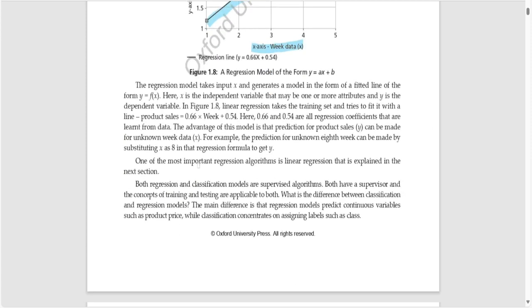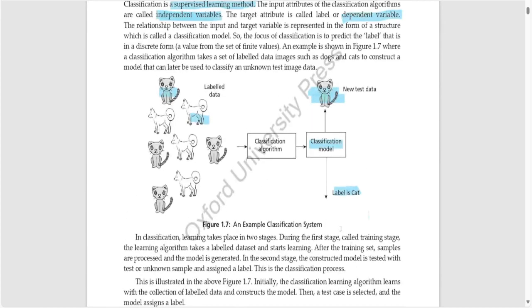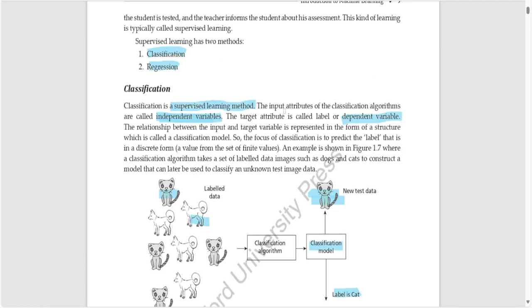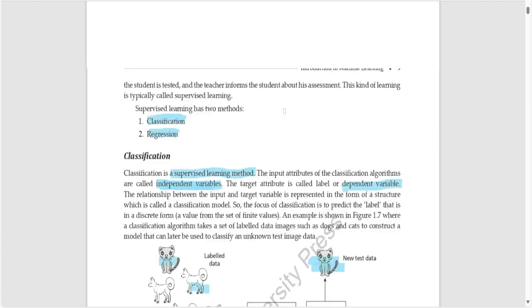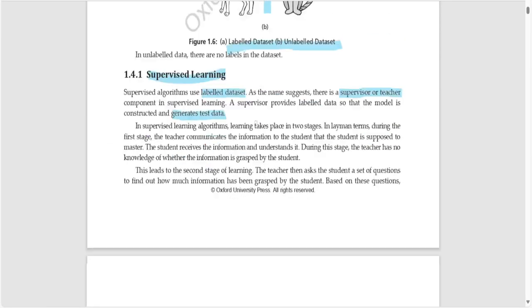So these are the two types of supervised learning. Both regression and classification are supervised learning algorithms. In classification, a labeled data set is present, and it uses the teacher and student method, trains on the data, and finds the output. So this is all about supervised learning.